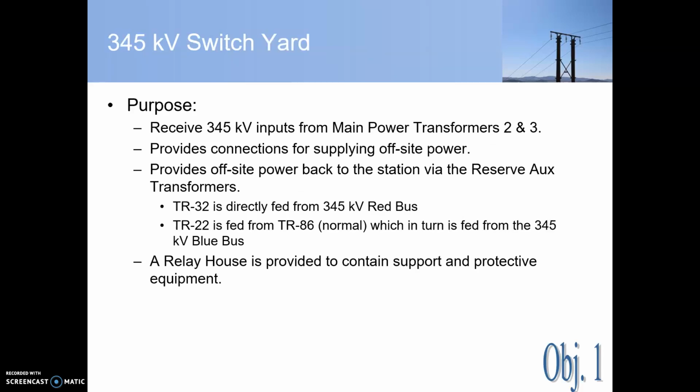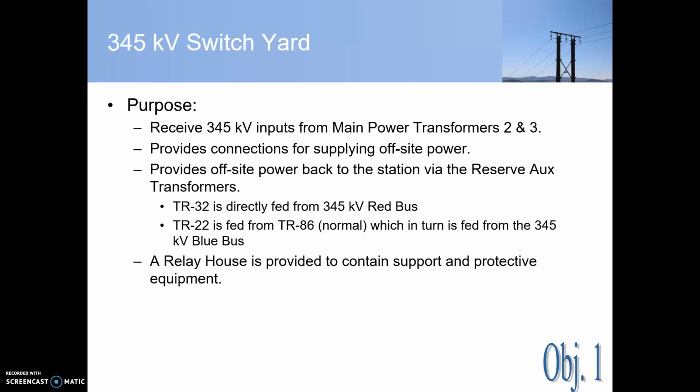Let's start by talking about the 345 kV switchyard. The purpose of the 345 kV switchyard is to receive 345 kV inputs from main power transformers 2 and 3. The switchyard provides connections for supplying off-site power. In other words, we're going to sell our power to ComEd. We do this by using the transmission system to transfer this 345 kV power to a local substation for sale at your home or office space.